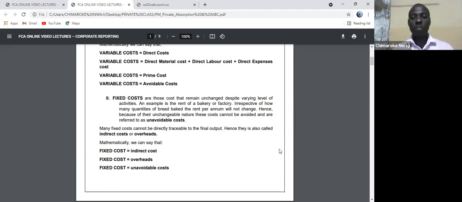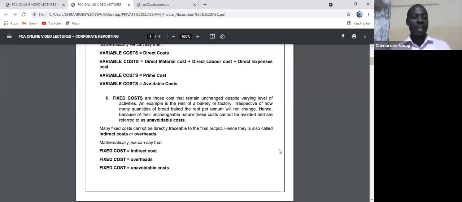Look at rent, for example. You cannot see the rent of your factory in the bread that you produce. But of course, we know that the rent for the factory is factored into the cost of the bread, but it is not a direct cost because you cannot trace rent in your bread. Unlike materials, where you can trace the flour to the bread, which is a direct cost, fixed costs are indirect costs. They are indirectly factored into the cost of the product.